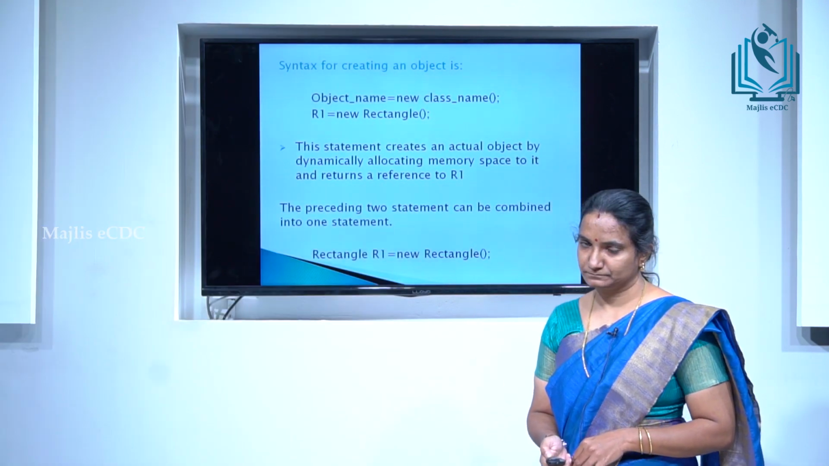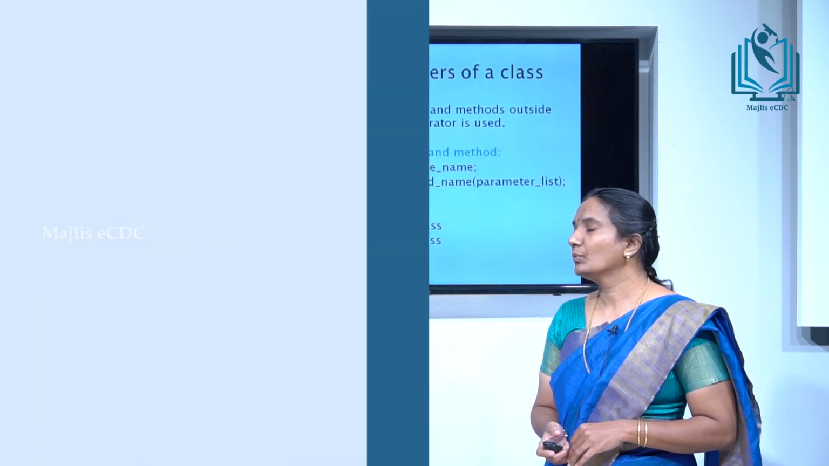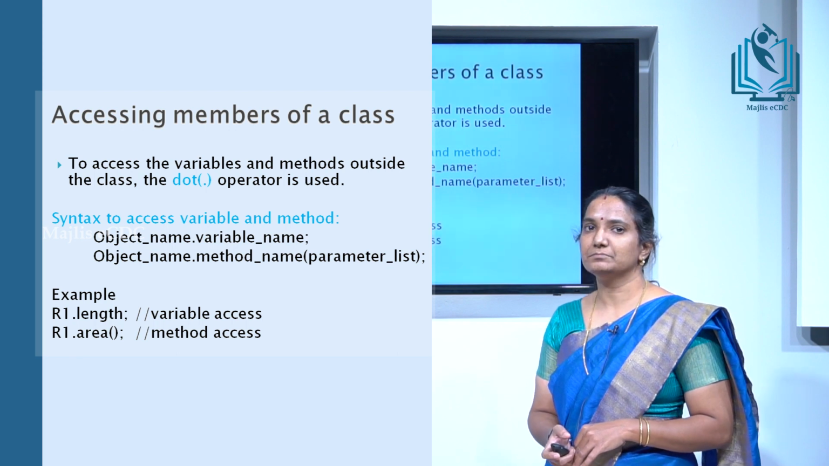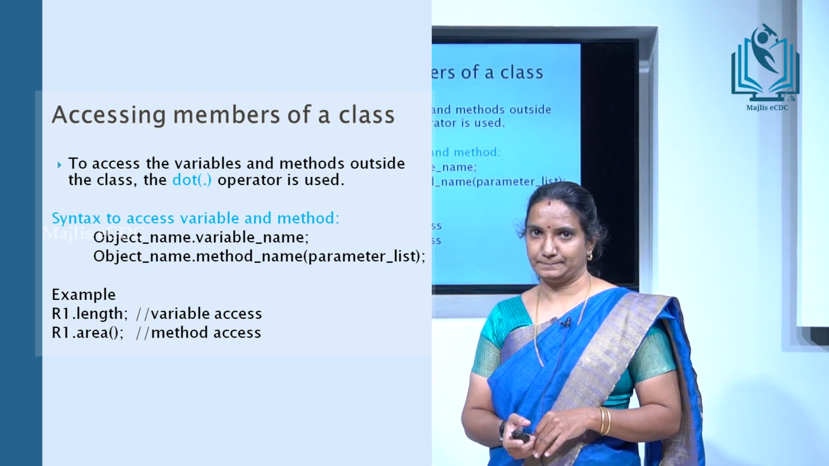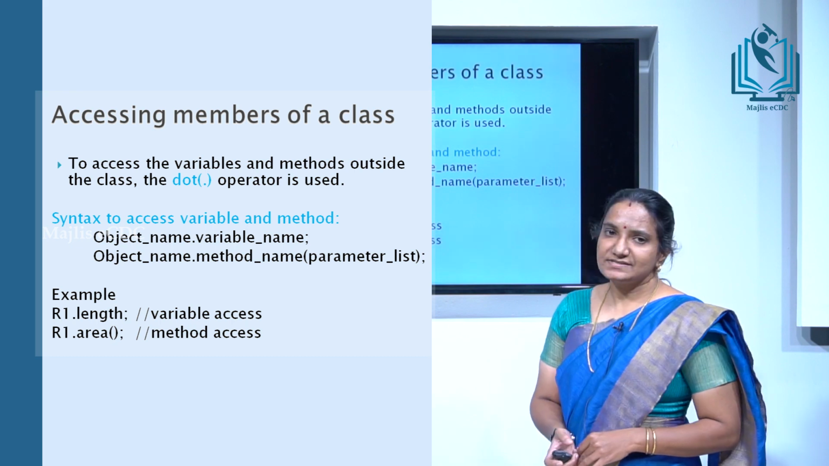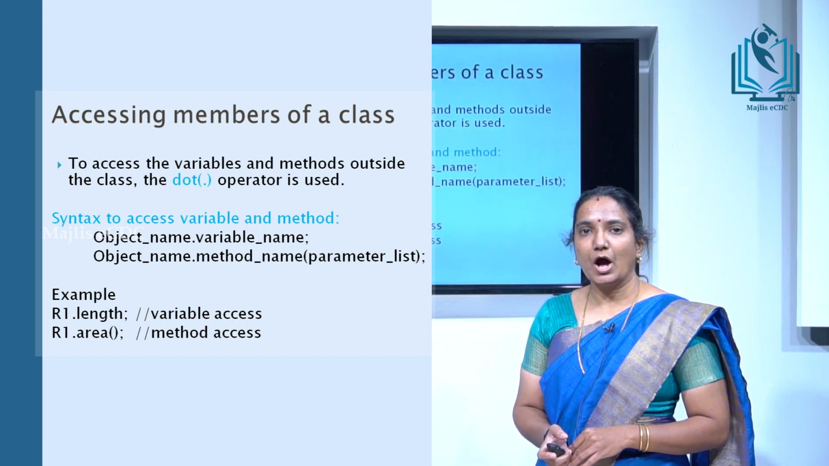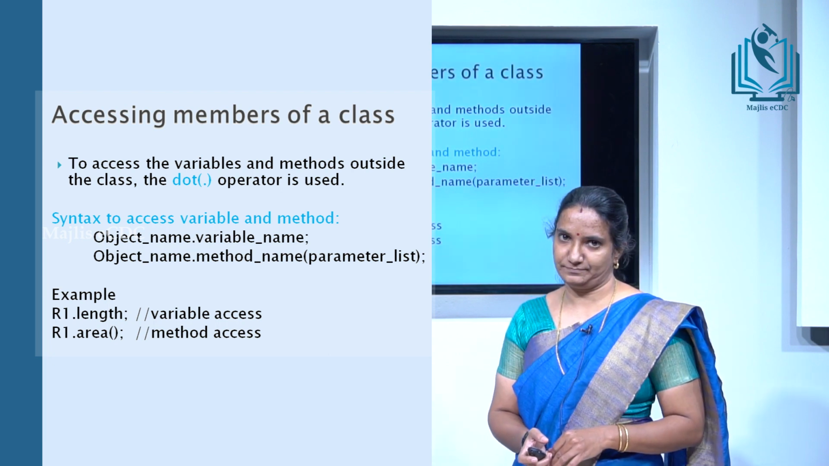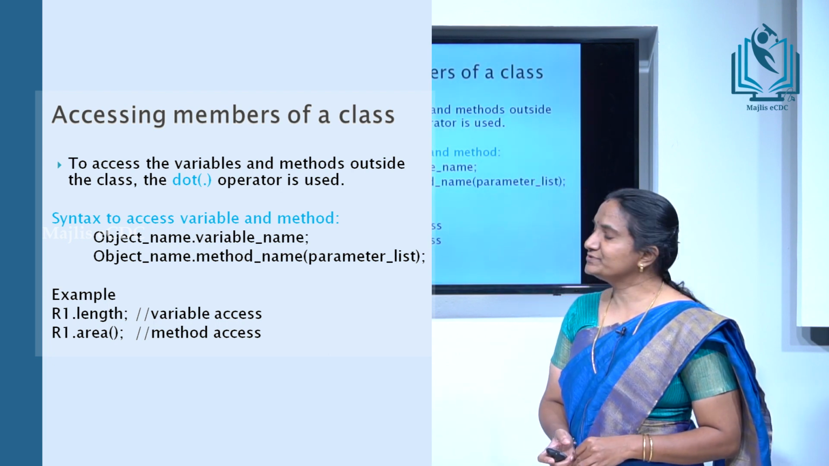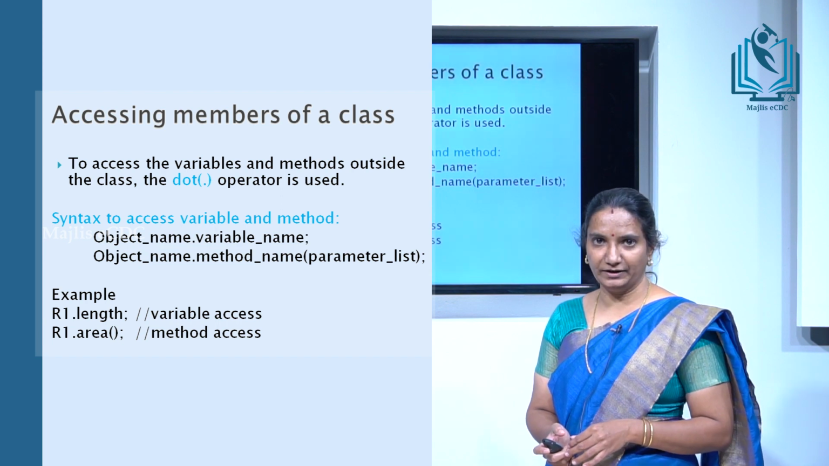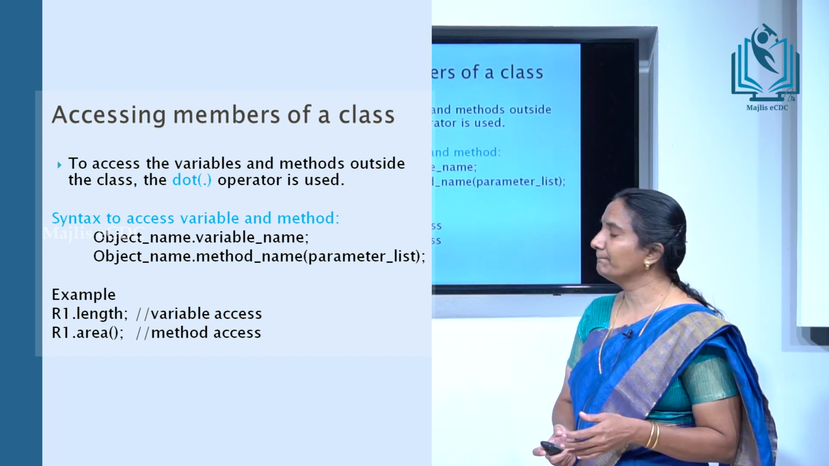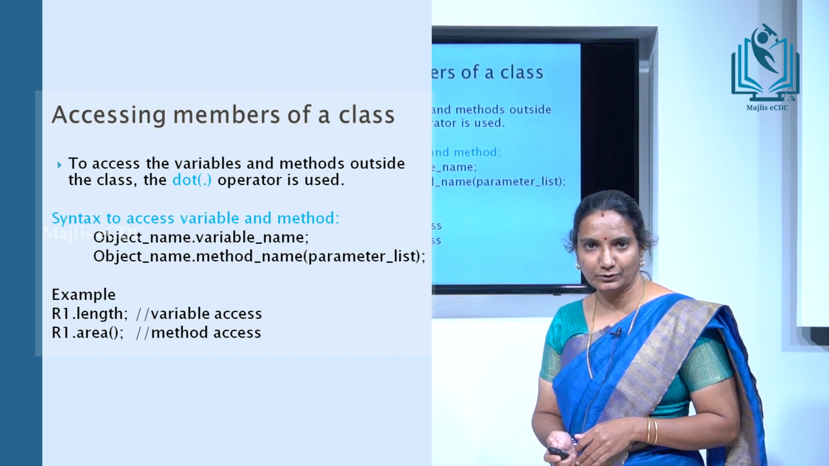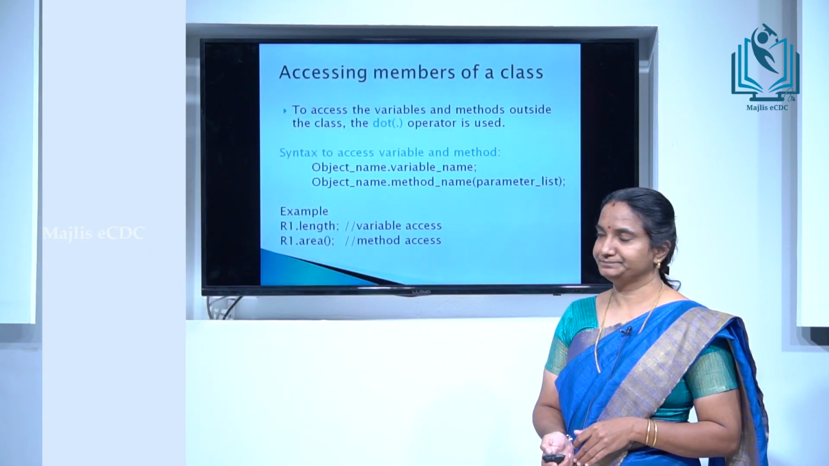Next, we are moving to our last heading, accessing members of a class. To access the variables and methods outside the class, in Java we are using the dot operator. That is, object name dot variable name, object name dot method name. Example, r1 dot length, r1 dot area.